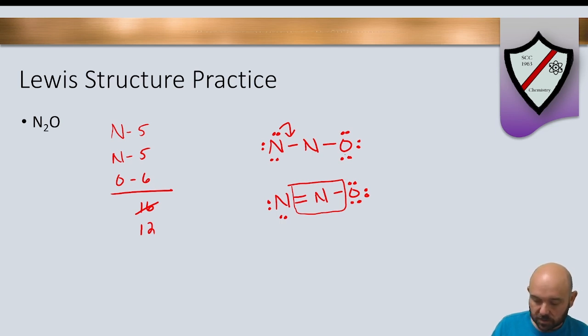Now, you have a choice here. You could pull from this nitrogen to make a triple bond, or you could pull from this oxygen to make a double bond. Honestly, either of these structures would be considered correct.